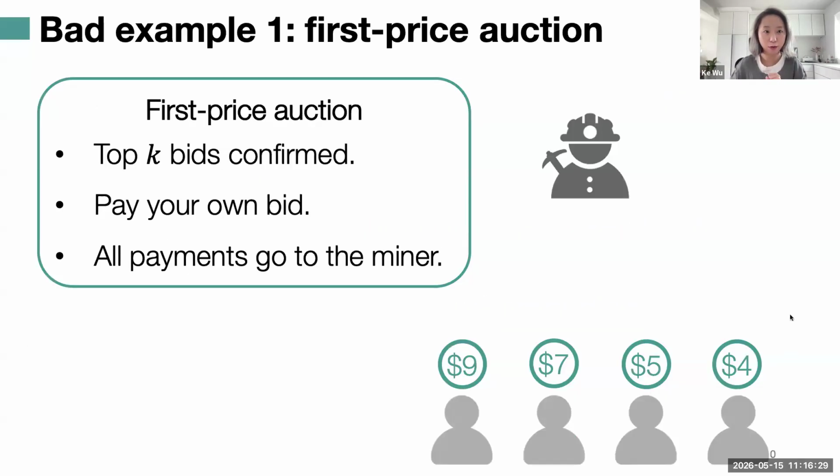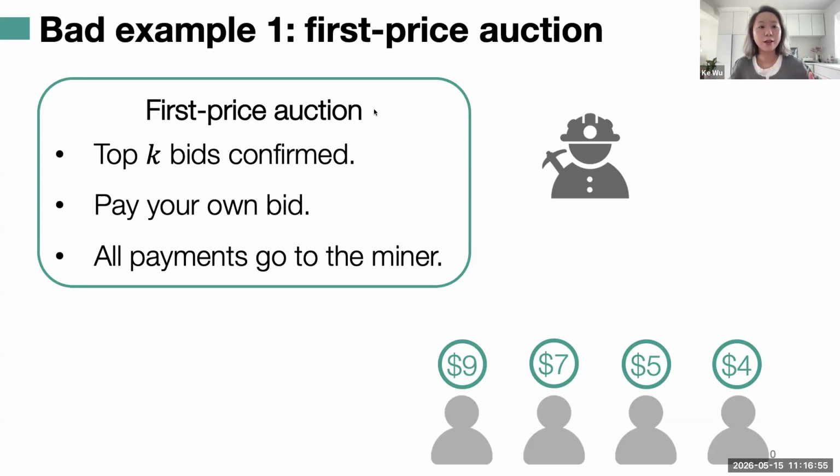The first bad example is first price auction, and this is actually the transaction fee mechanism used in Bitcoin and the one used in Ethereum when Black Thursday happened. This might give us a better understanding of why during network congestion there is this transaction fee spike that leads to a bad estimation. So let's say the block size is K, so we can confirm at most K transactions.